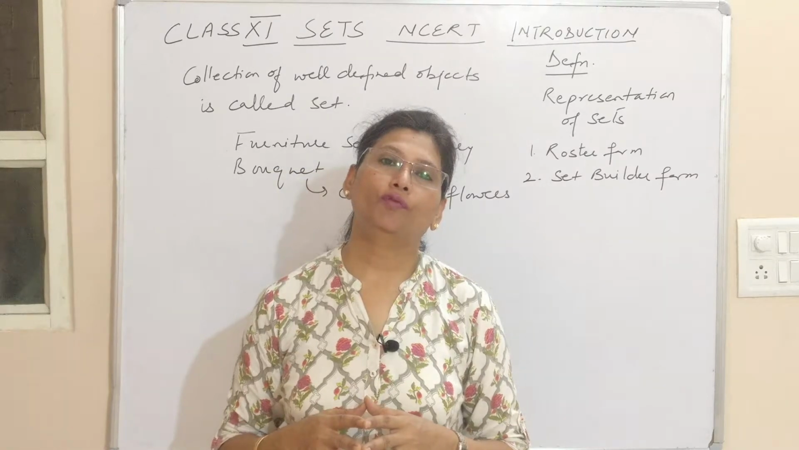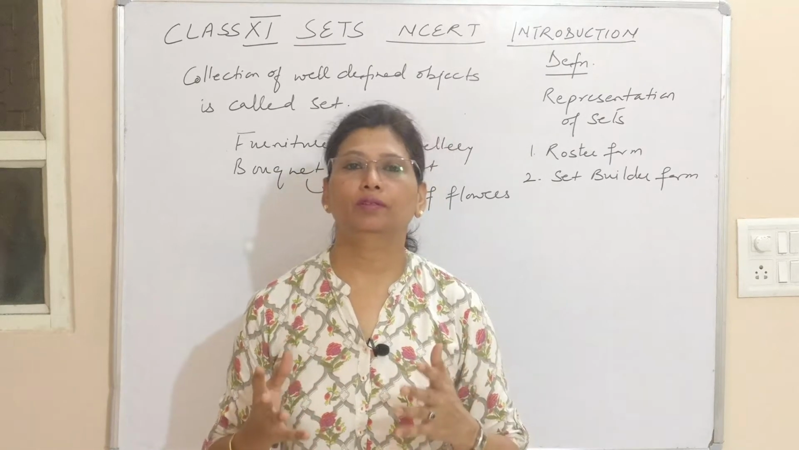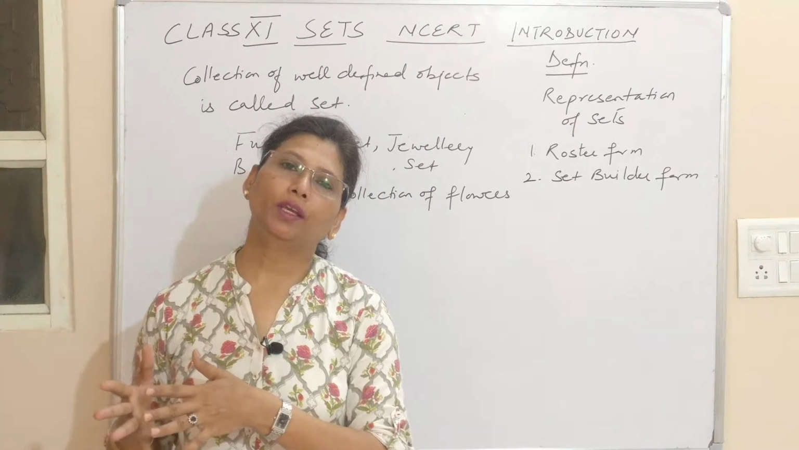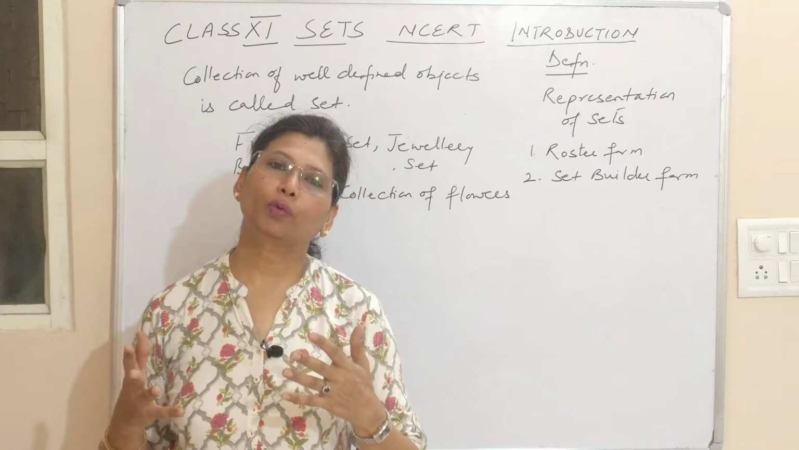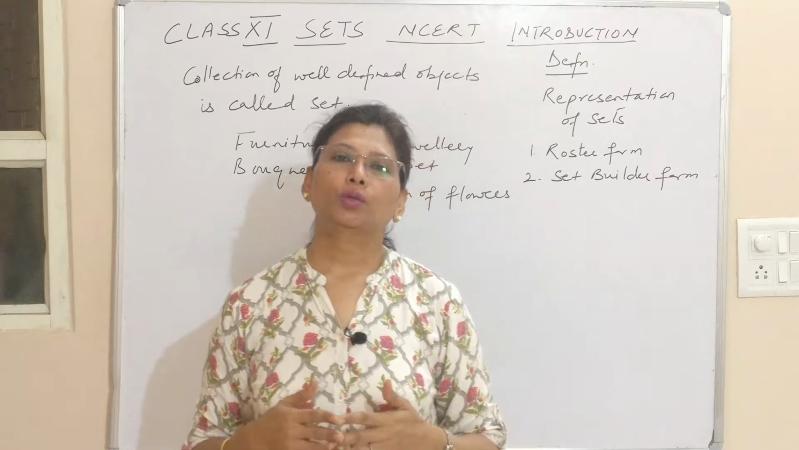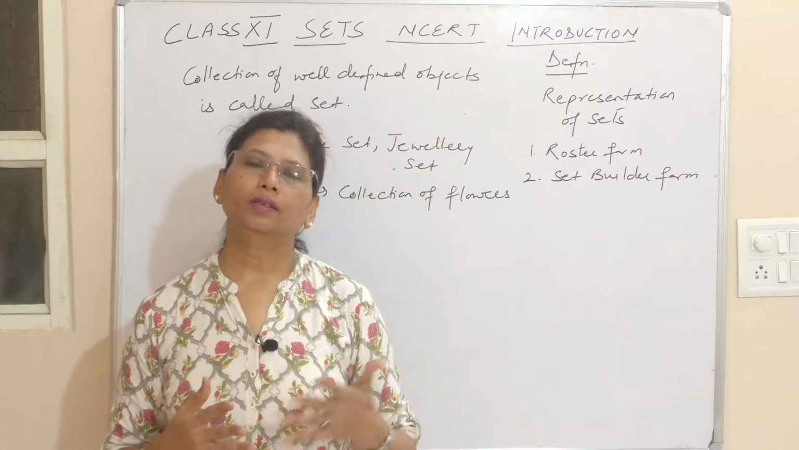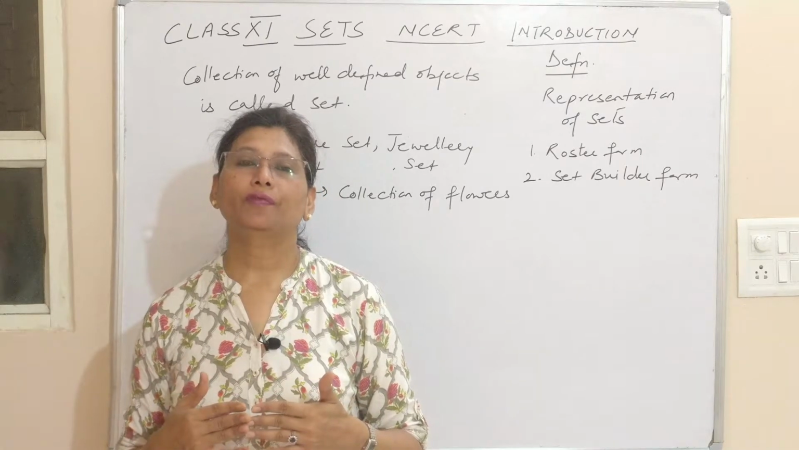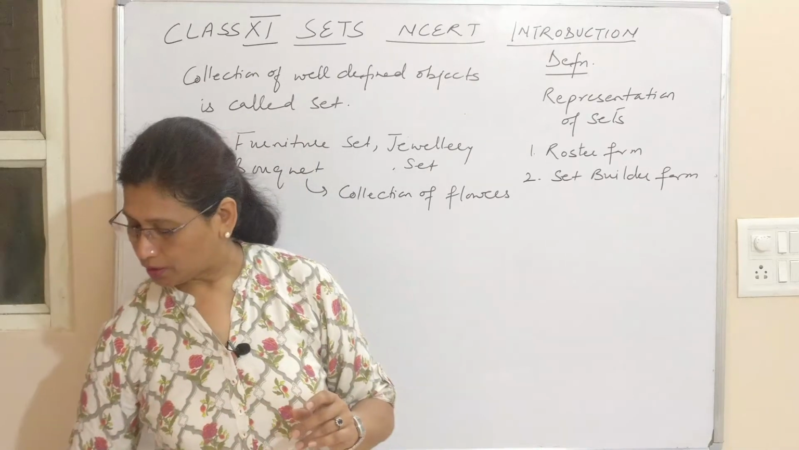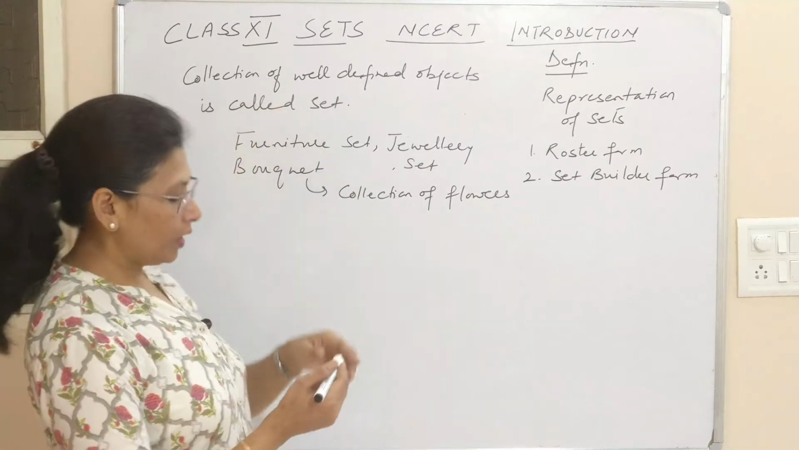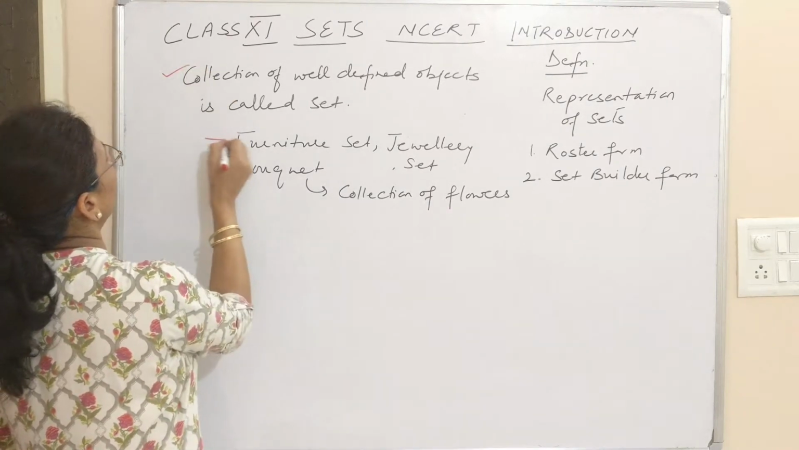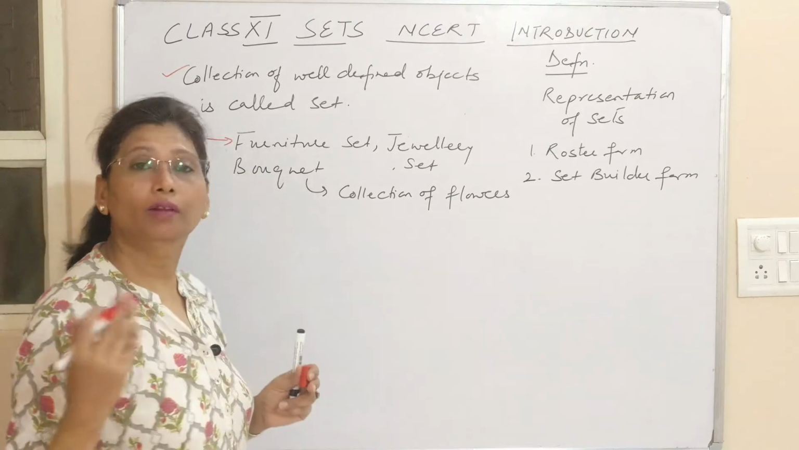When I'm talking of a furniture set, I'm talking of chair, table, sofa, everything that caters to the furniture set. Same way with the jewelry set. We can have ring, necklace, tops, pendant. So that defines a set. So how does this definition come for maths? It's a collection of well-defined objects. That is called a set. So here a collection of well-defined objects is a set. This is a general example you can relate to.